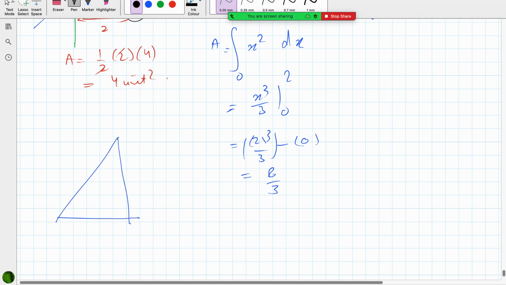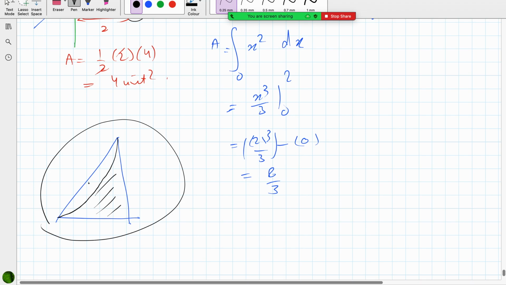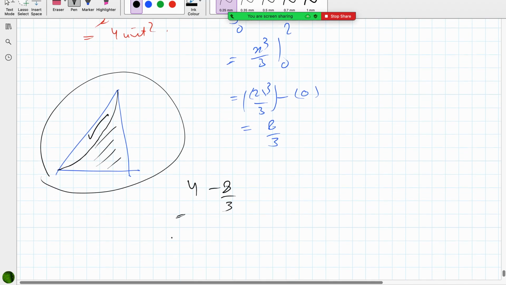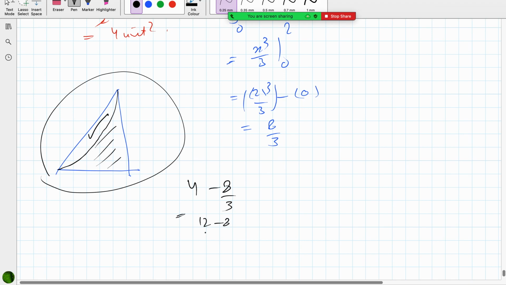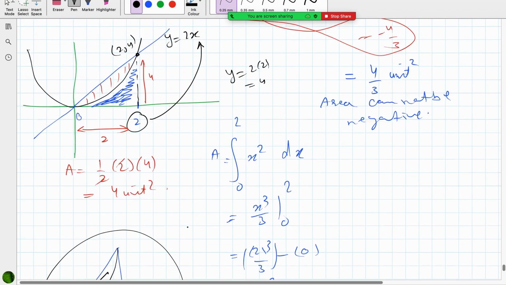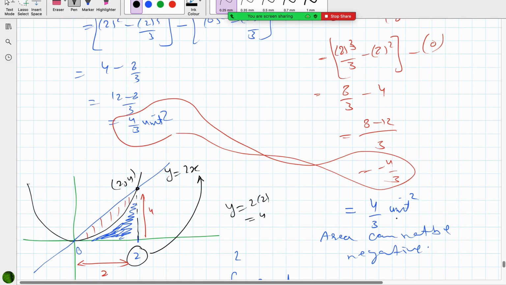Now you know the area of the triangle and you know the area under the curve, so you can subtract these two, full minus area under the curve. You will be left with the area between the two curves. So 4 minus 8 by 3 is 12 minus 8 by 3, which is 4 by 3. You solve it with any method, it is acceptable.